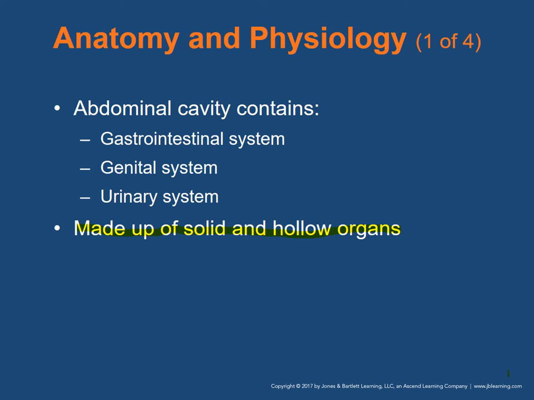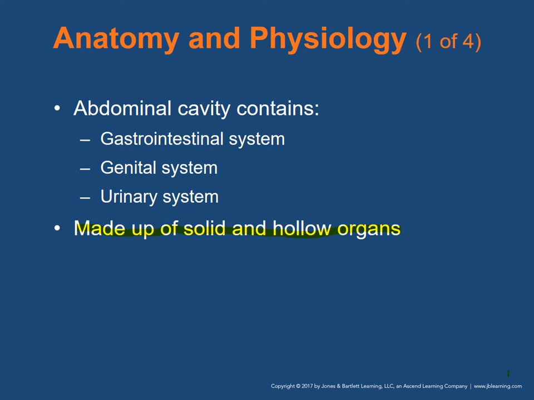And we need to understand, just like we talked about in Chapter 6, the differences between solid and hollow organs, not only what they do or what their function is, but also understanding what their function is going to give us some insight into how severe these injuries could be to solid and hollow organs when the abdomen is involved with trauma. So just as a reminder, solid organs, they are extremely vascular, which means they have a lot of blood flow going through them.